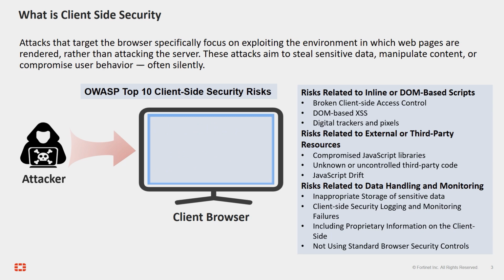Last, risks related to data handling and monitoring. These focus on how data is stored in the browser, how front-end activity is monitored, and whether proper security controls are enforced. Examples: sensitive session or personal data is stored in local storage, which is accessible via JavaScript and vulnerable to script-based attacks. No mechanism is in place to detect unsafe functions like eval being used by third-party scripts. Business logic or sensitive information is exposed in front-end JavaScript code. Standard browser security features like Content Security Policy or Subresource Integrity are not implemented, leaving the browser open to manipulation.